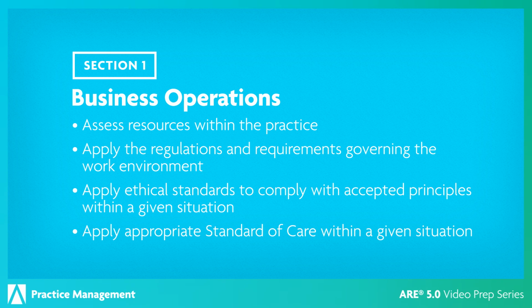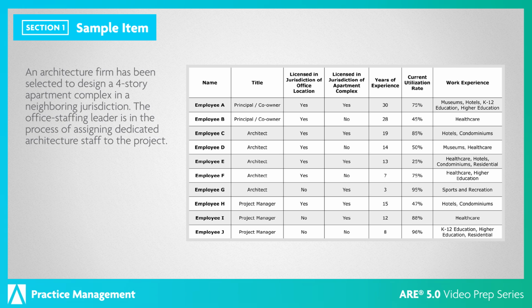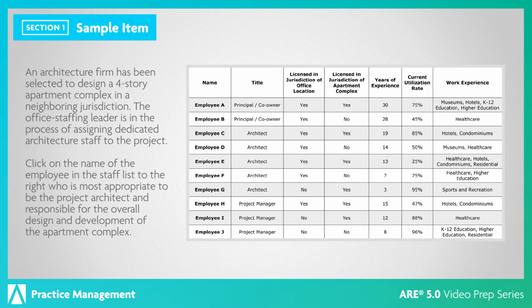Let's look at a sample question. An architecture firm has been selected to design a 4-story apartment complex in a neighboring jurisdiction. The office staffing leader is in the process of assigning dedicated architecture staff to the project. Click on the name of the employee in the staff list who is most appropriate to be the project architect and responsible for the overall design and development of the apartment complex. The correct answer is Employee E.